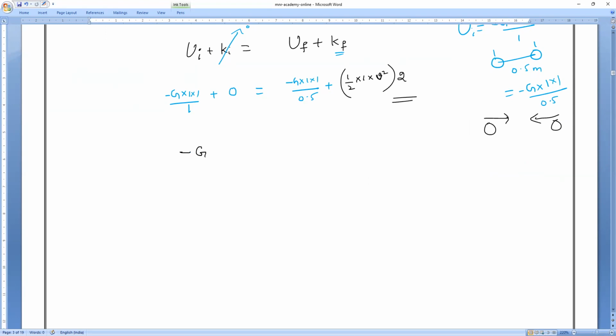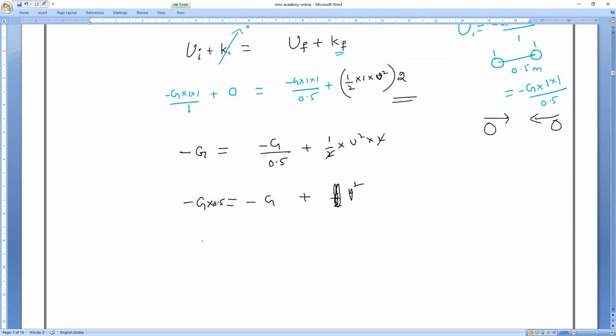Now solve it. Minus G equals minus G divided by 0.5 plus half into 2 into v square. The half and the 2 get cancelled, so it is 1 by 2 into v square into 2, and the 2 cancels. Am I right? You should speak, guys. Now the 0.5 comes to this side and becomes multiplication. Am I right or wrong? Please respond. So minus G plus half G equals v square.